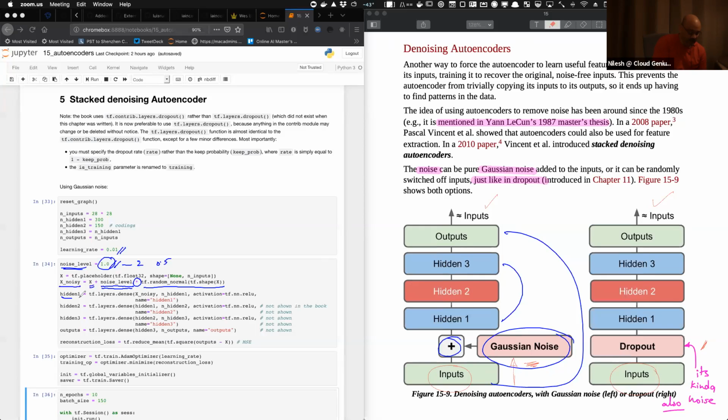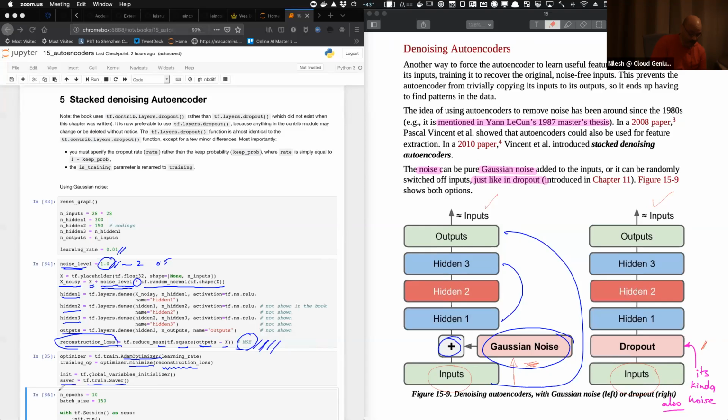Then you define 3 hidden layers, 1, 2, 3, and output layers, and reconstruction loss. This is your mean square error loss between output and X. Square it and mean it, MSE. And then you run your optimizer and minimize the reconstruction loss, which includes the MSE aspect. Then you also define a saver function.